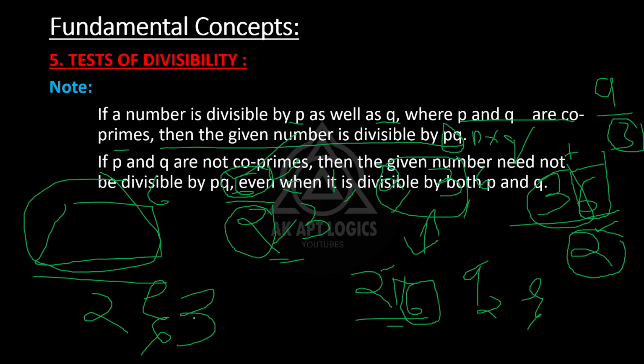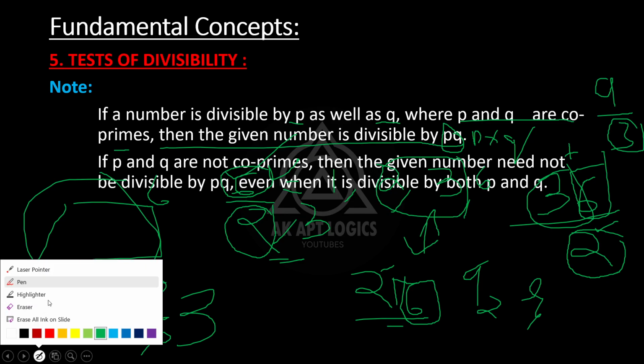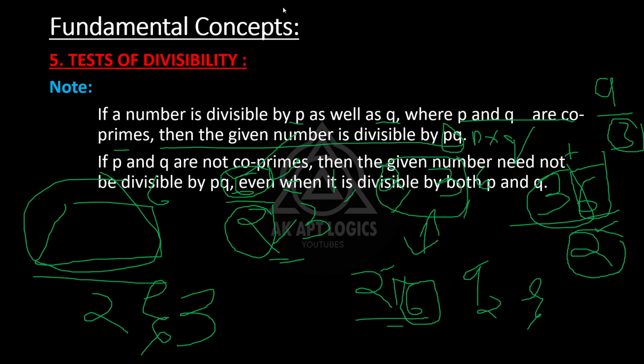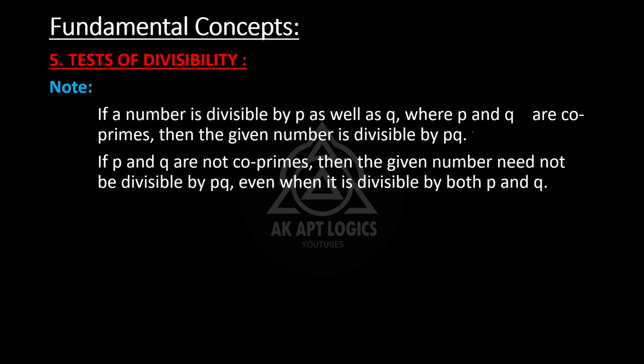See, there is also another point. Let me erase this. If P and Q are not co-primes, in the sense their HCF is not equal to 1, their HCF might be greater than 1. Then those are not co-primes, right?